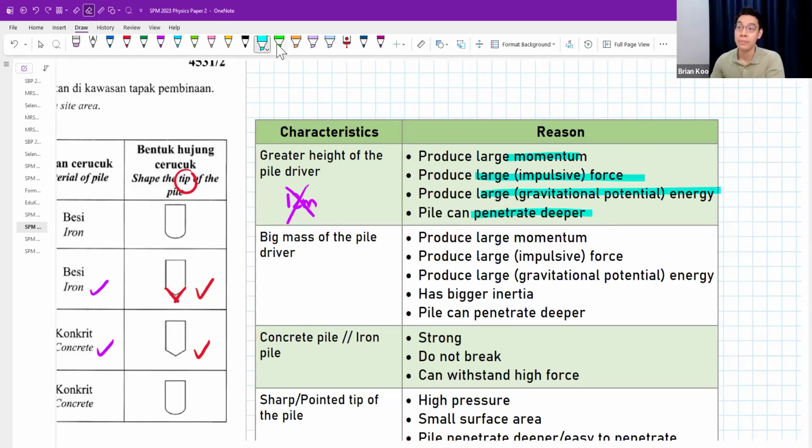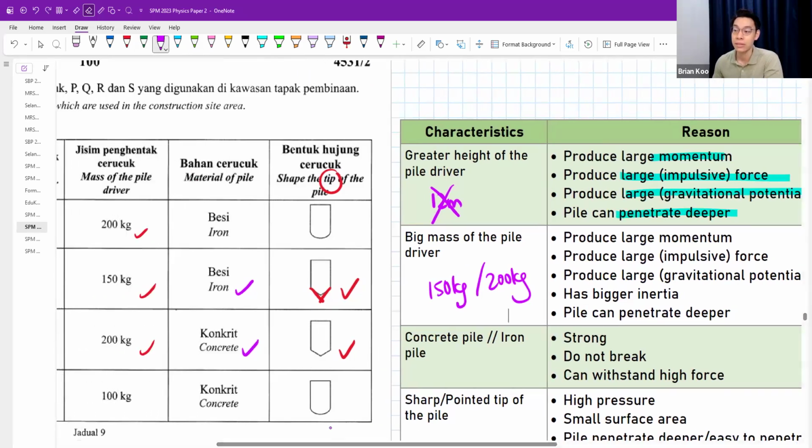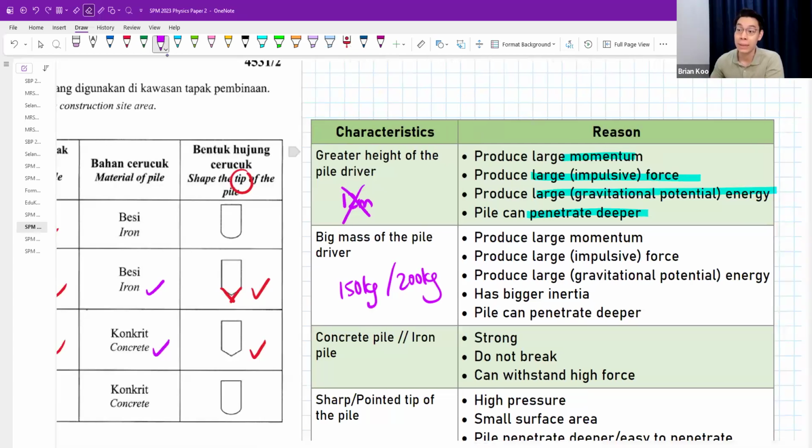Okay, bigger mass. Again, I don't need to tell them I want 150 kg. I don't need to tell them I want 200 kg, right? But teacher, 150 is not the highest though. Is it okay if I say big? I want big mass, but I never choose the highest? Yeah, it's fine. It doesn't have to be the highest. High enough then can already. 200, 150, high enough then can already. Okay, but we do not write the number again. Just bigger mass, big mass, also can.